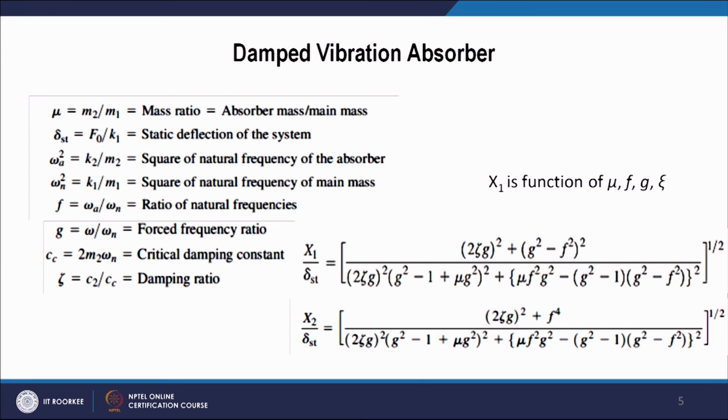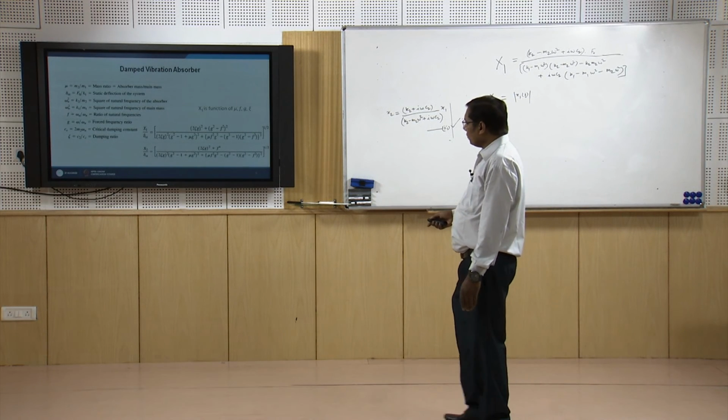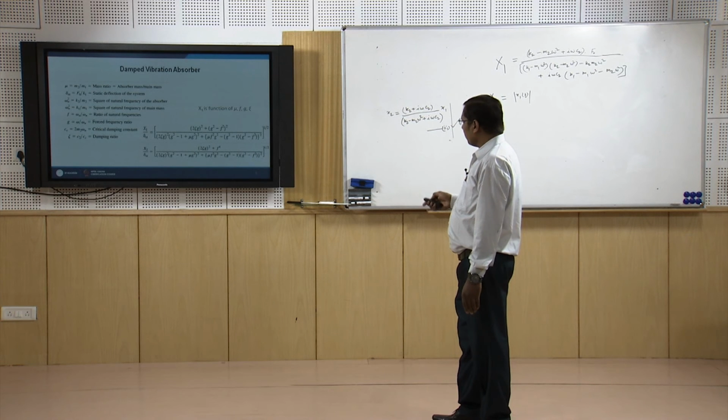Then static deflection, that is F0 by k1, and ωa the absorber natural frequency, that is root k2 by m2, ωn is the main system's natural frequency, that is root k1 by m1, f is the ratio of natural frequency of absorber and the main system, g is the forced frequency by the main system frequency, cc is the critical damping constant 2 m2 ωn, and zeta is c2 by cc. So we can write these equations x1 by delta st and x2 by delta st.